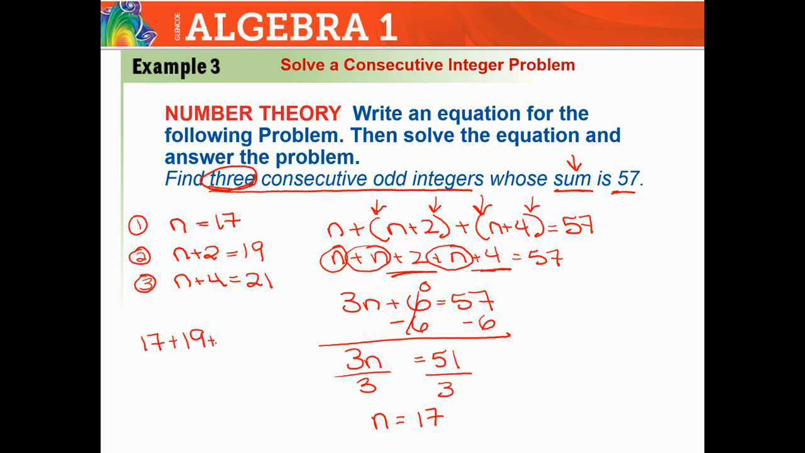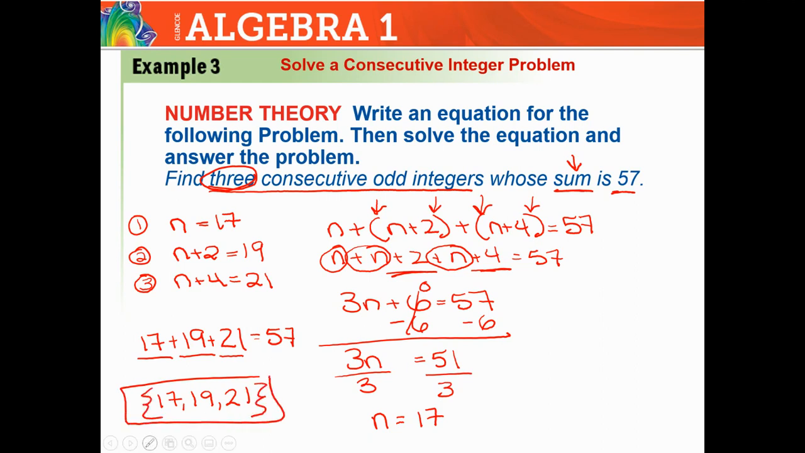Now let's check that. 17 plus 19 plus 21. If we plug those into our calculator, we should get 57. And we do. So this checks out. Are these all odd? Yes. Are they consecutive? 17, 19, 21? Yes. Do they equal 57? Yes. So our answer is, it's asking us to find 3 consecutive odd integers, so we're going to say our answer is 17, 19, and 21. That is our answer.